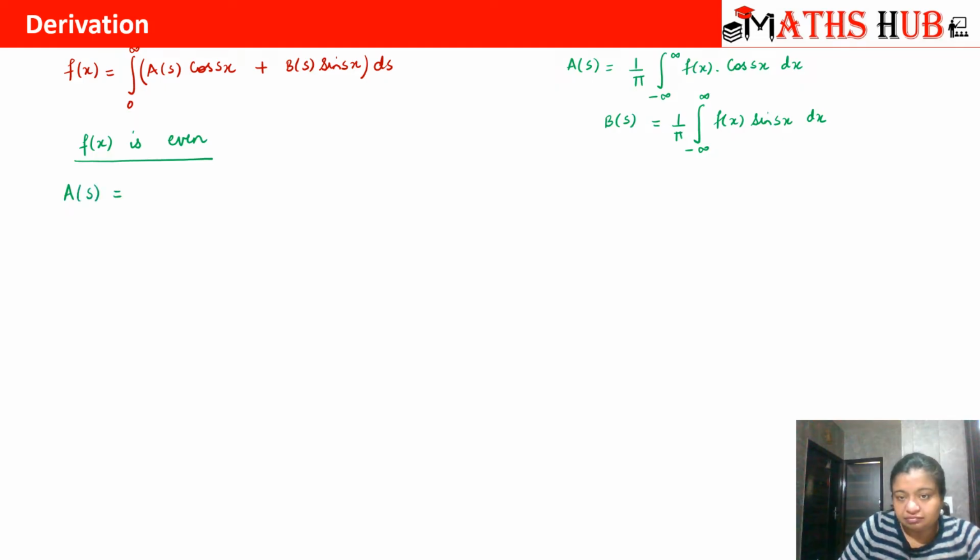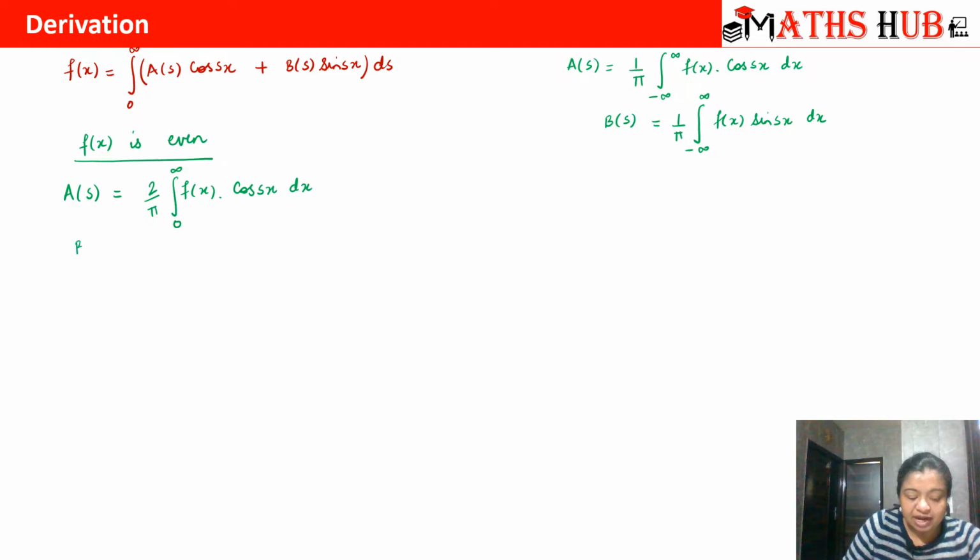f(x) is even, cos is also even. So even into even is an even function. So in an even function, when the limits are from minus a to a, it becomes twice. So this will become 2 by pi, integral 0 to infinity f of x into cos sx dx, right?